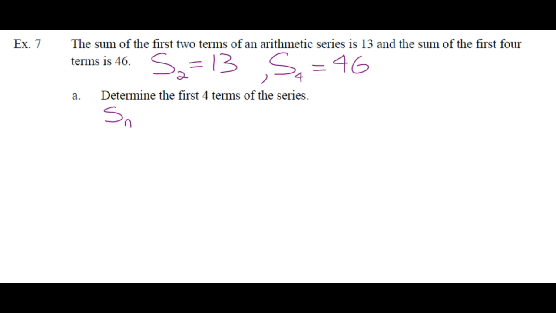S sub n is equal to, so we either have n over 2 times T1 plus T sub n, or n over 2 times 2T1 plus n minus 1 times D. Okay, now, which one do we think would be more helpful if we knew D than if we knew T sub n, right? We know the common difference, so let's try that formula. So n over 2, 2T1.